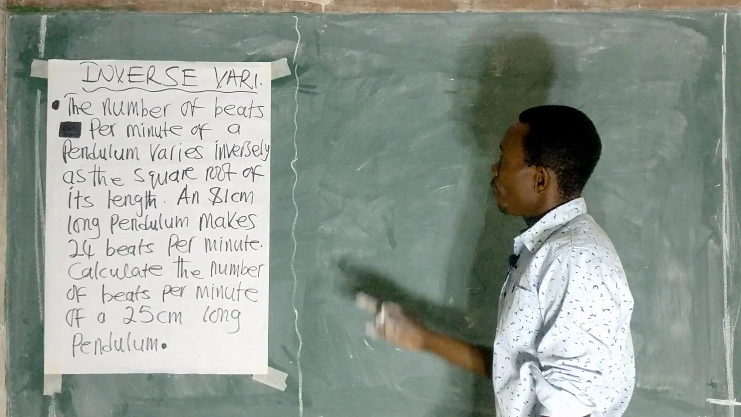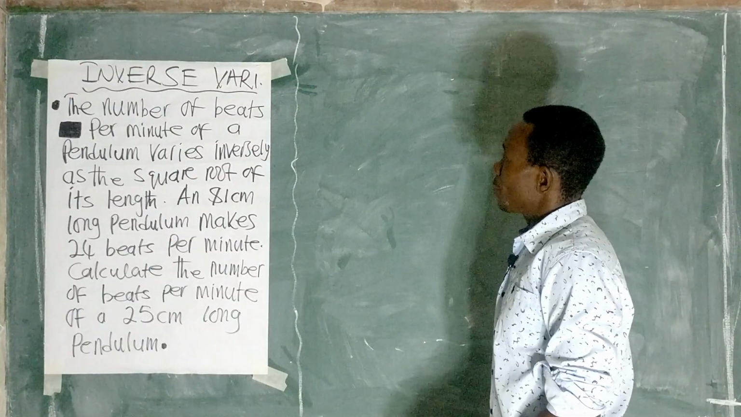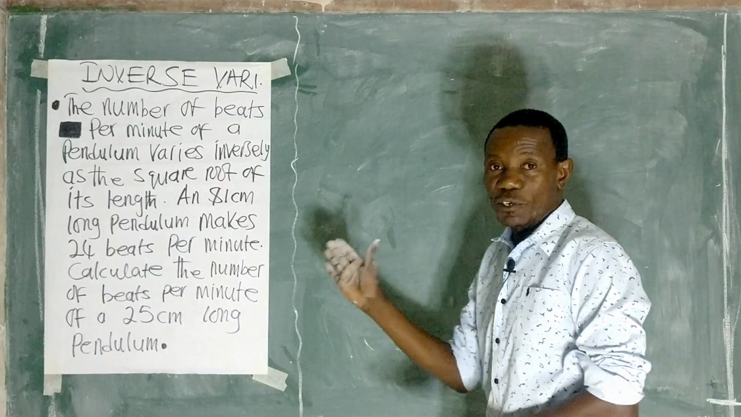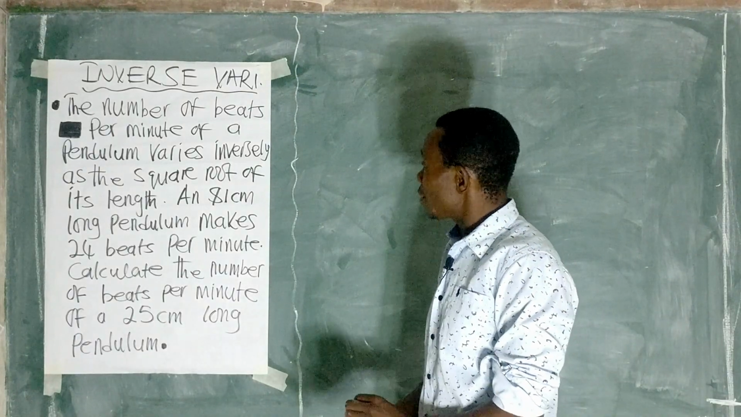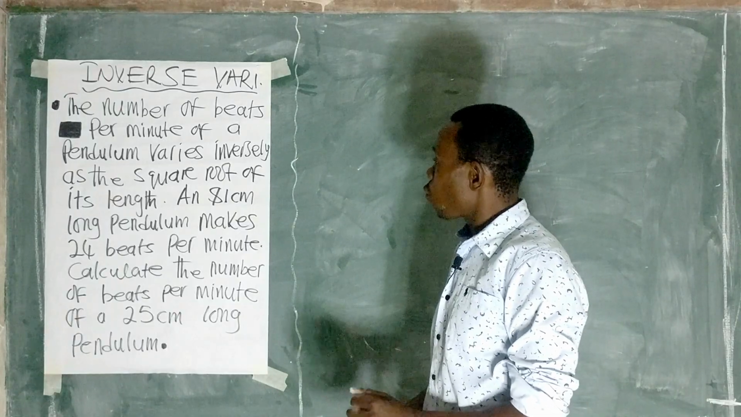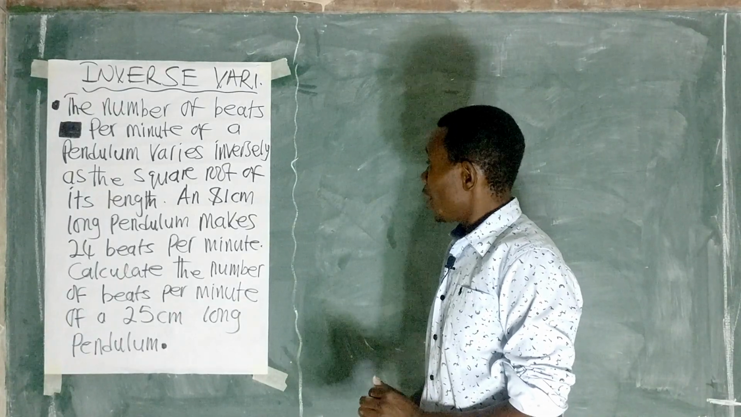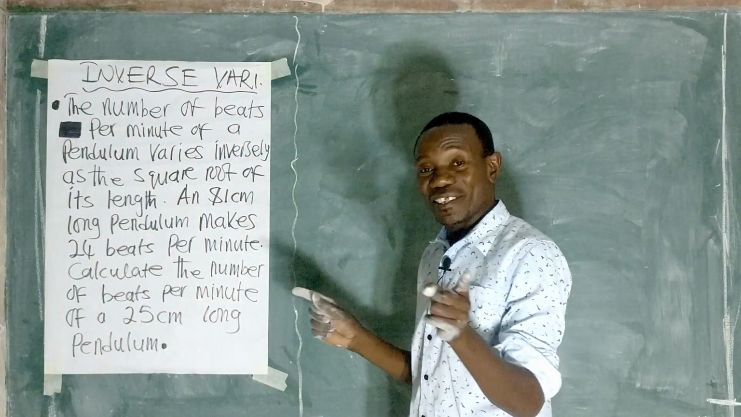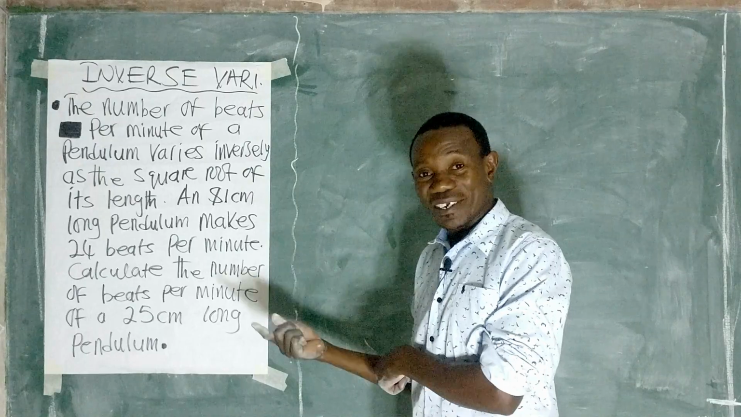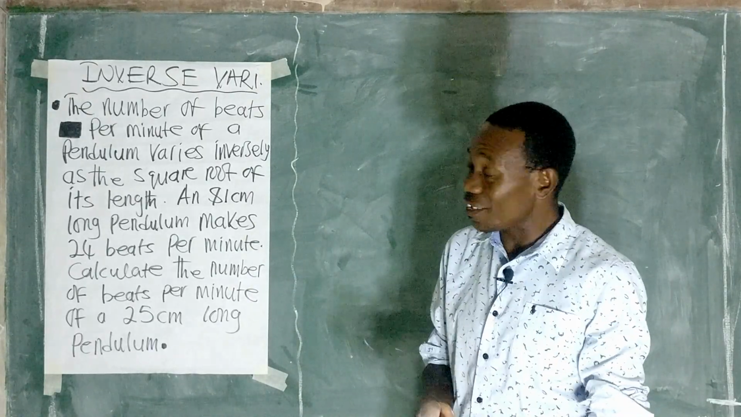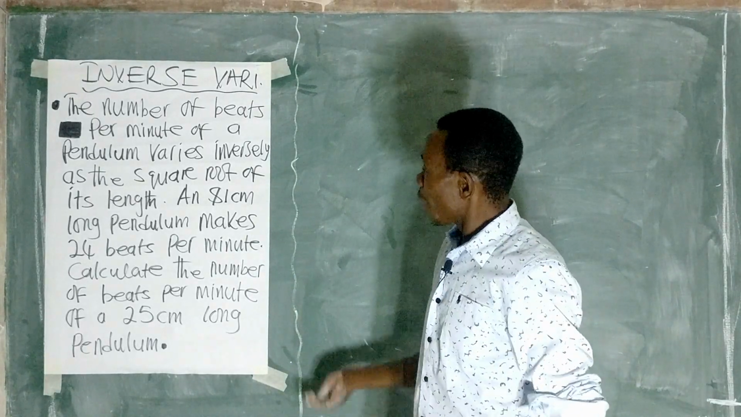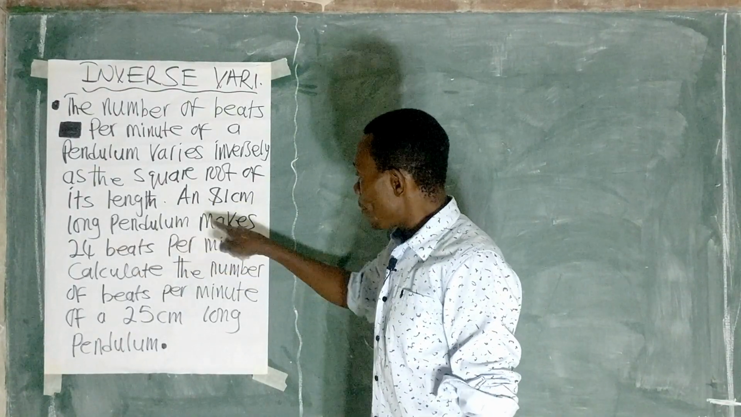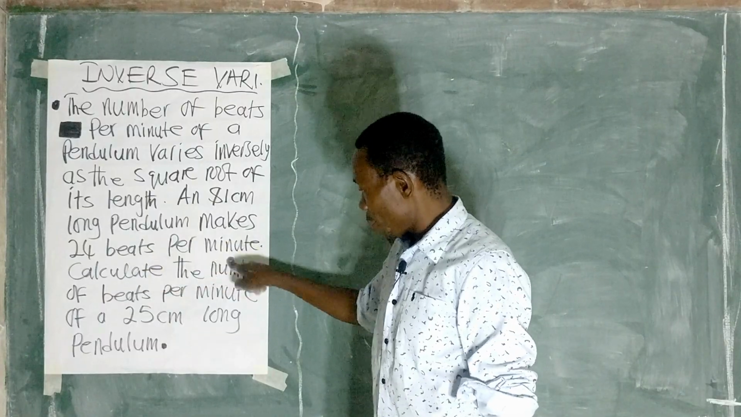Right, so here we have a problem about inverse variation. The number of beats per minute of a pendulum, still in physics, varies inversely as the square root of its length. The moment you hear inversely, just know that there's a variation in the way these quantities vary. If one is increasing, the other decreases. If one is decreasing, the other increases. We are told that an 81 centimeter long pendulum makes 24 beats per minute.